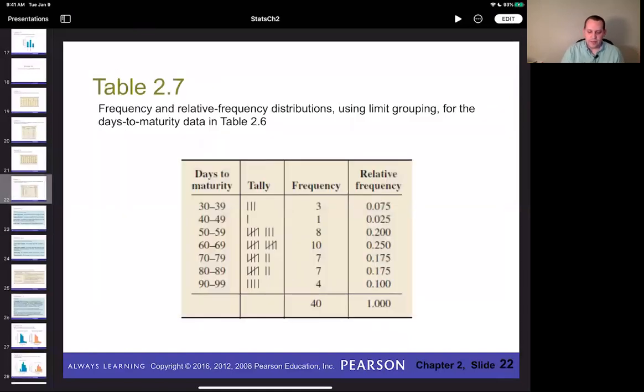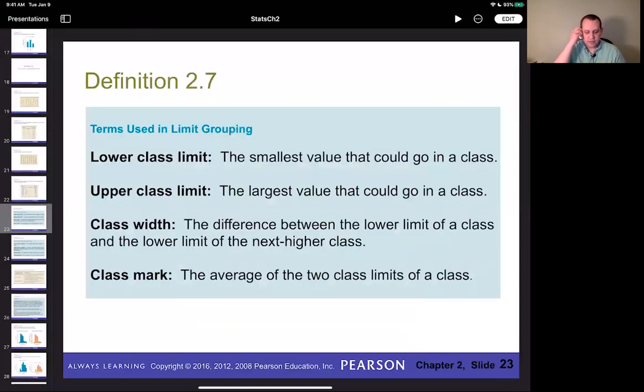Anyways, that's called limit grouping or binning. There's the lower class limit, which is the smallest value that can go in a class; the upper class limit, which is the largest value that could go in a class; the class width, which is the difference between the lower class limit and the upper class limit; and then the class mark, which is the average of the two class limits of a class.